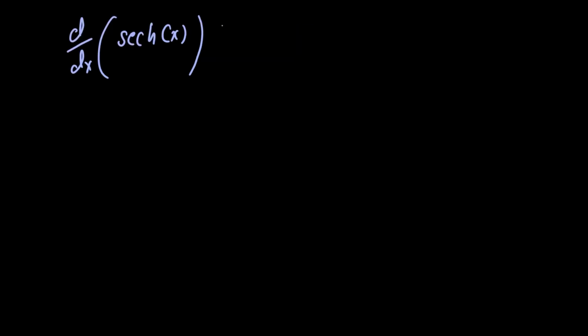In this problem we're going to solve the derivative of hyperbolic secant of x. Let's start by rewriting this as the derivative with respect to x of 1 over hyperbolic cosine of x.